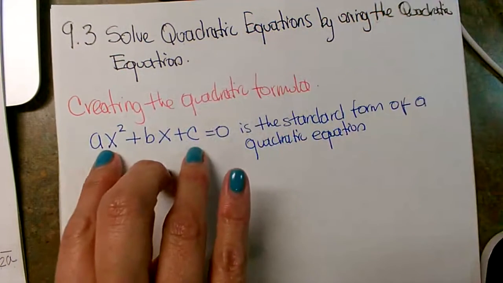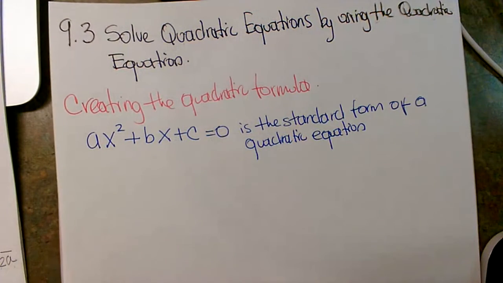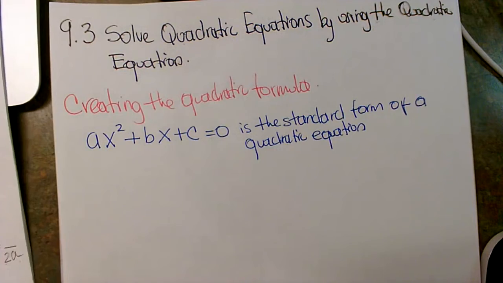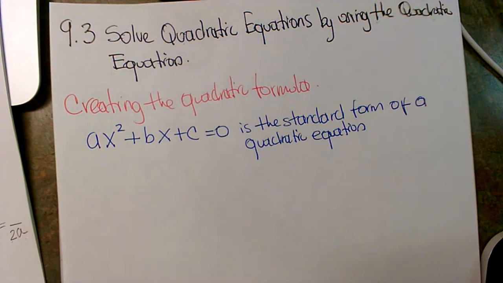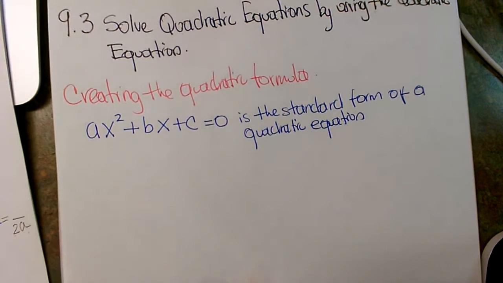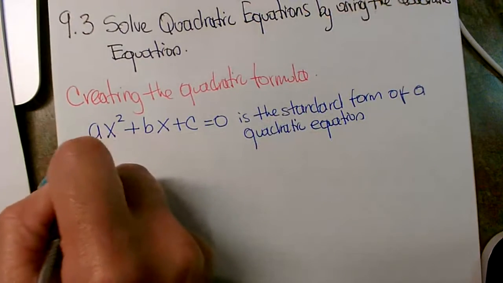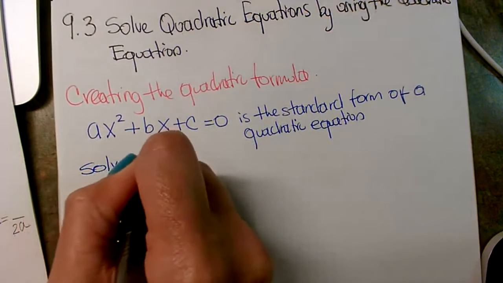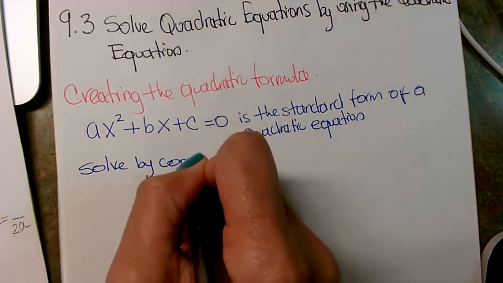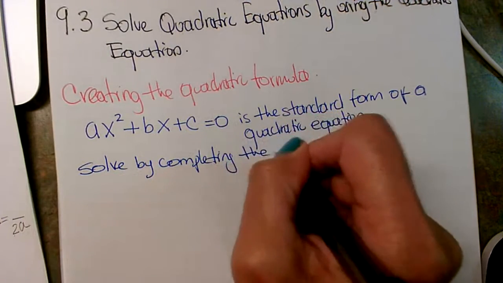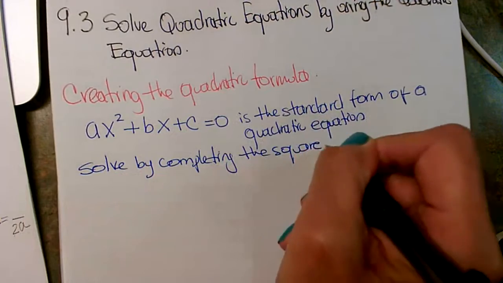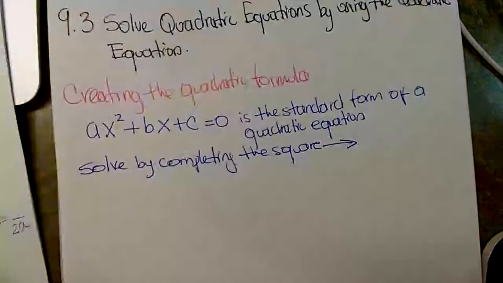How we're going to get from here to the one that we want to get, which is this one. We're going to get there by completing the square. That's how we're going to get there. And how we're going to do it? By completing the square. So let me start.